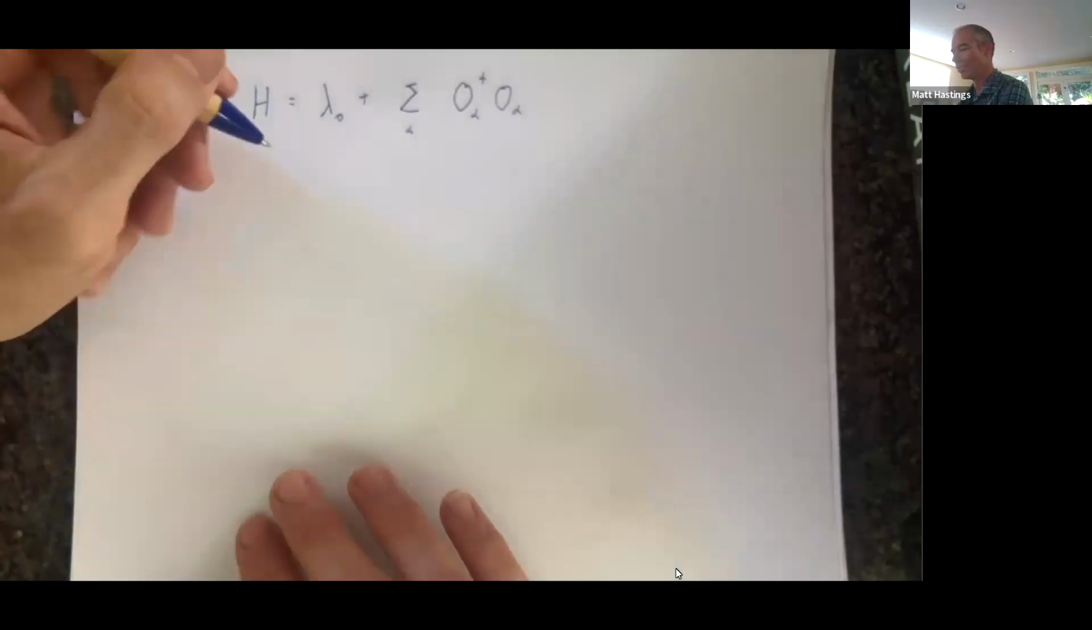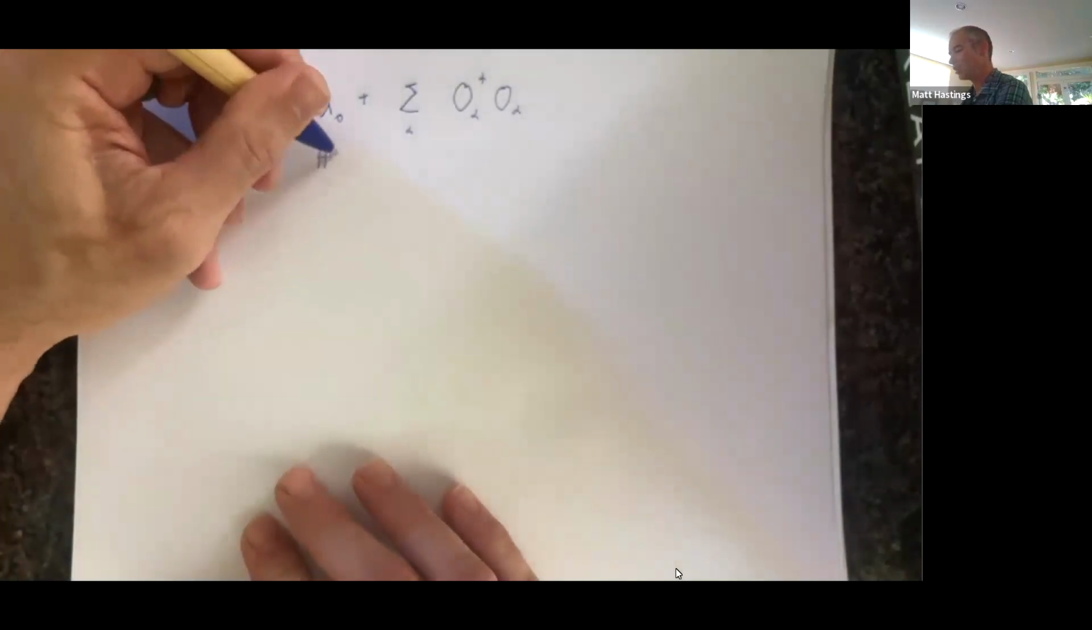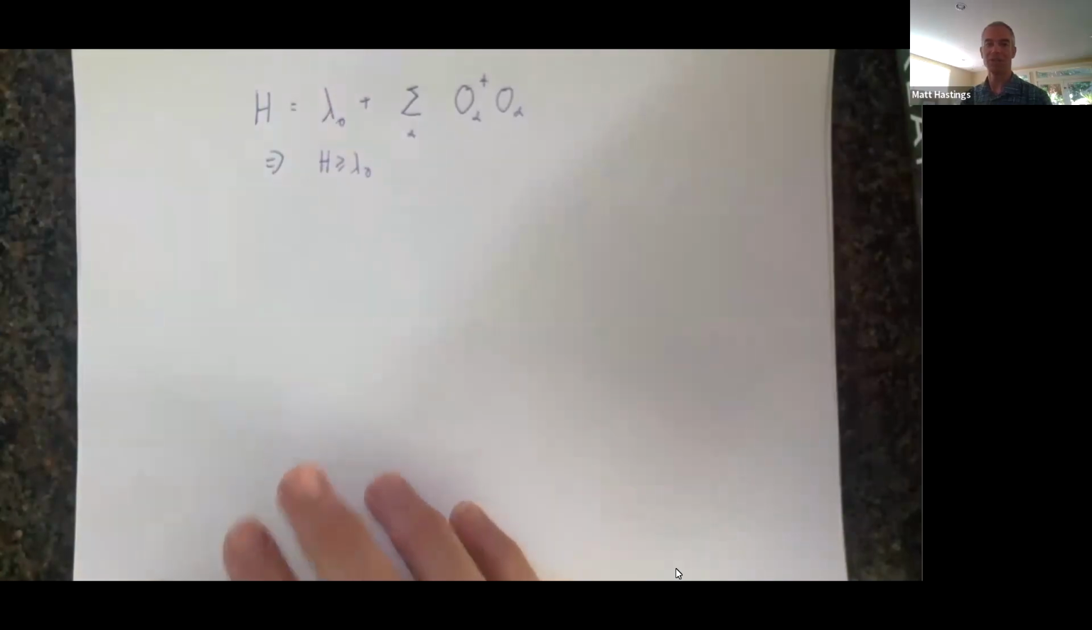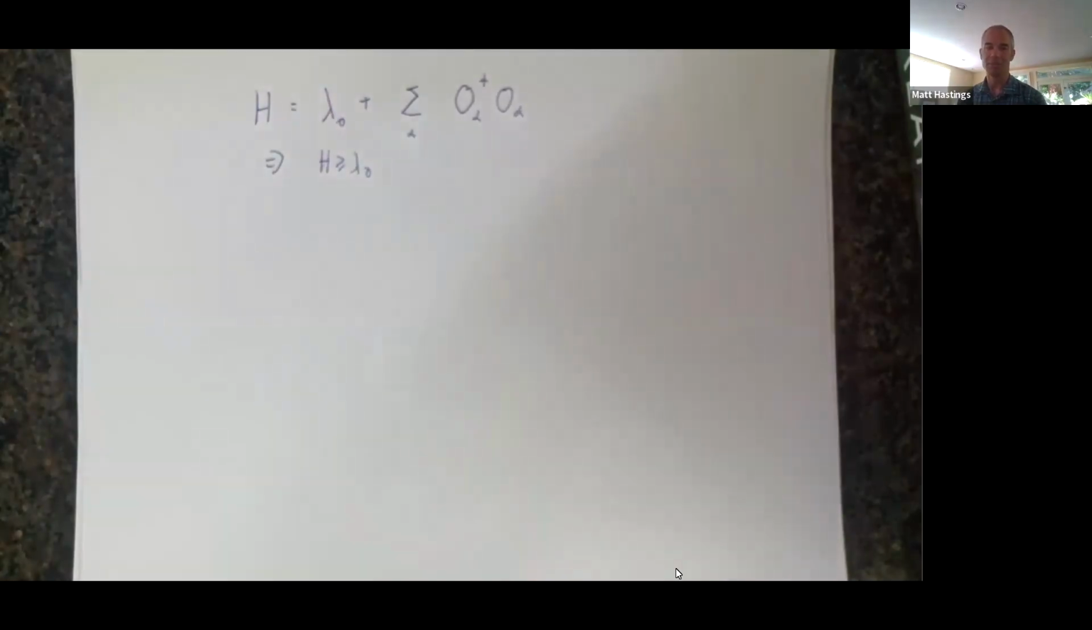Well, that immediately implies that H is greater than or equal to lambda naught, that the true ground state energy is at least lambda naught, and possibly even bigger, but it's immediately a proof that it's at least lambda naught. This is a different method. This kind of method will give lower bounds to the ground state energy.